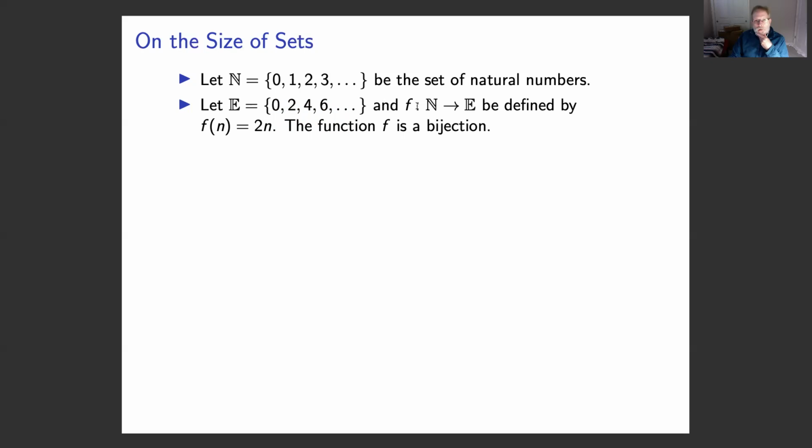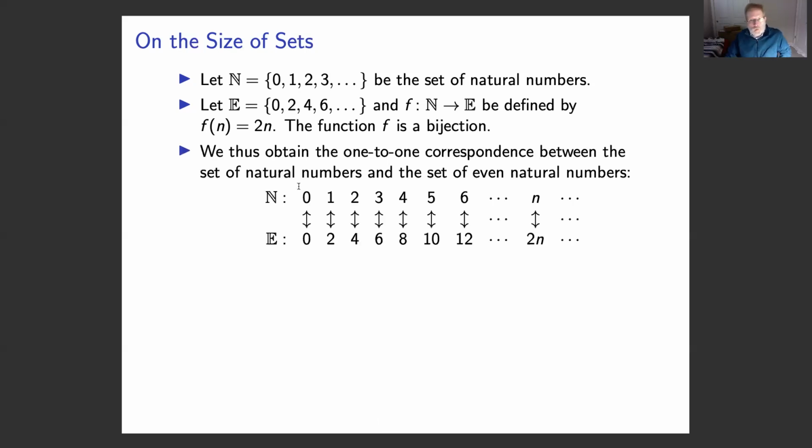But anyway, Cantor said, hey, let's look at this bijection from the set of natural numbers to the set E: f of n is equal to 2n. 0 goes to 0, 1 goes to 2, 2 goes to 4. Oh, it turns out there's a one-to-one correspondence between these two sets. Let's visualize that one-to-one correspondence. Because we have a bijection from the set of natural numbers to the set of even natural numbers, here it is: 0 corresponds to 0, 1 corresponds to 2, 2 corresponds to 4.